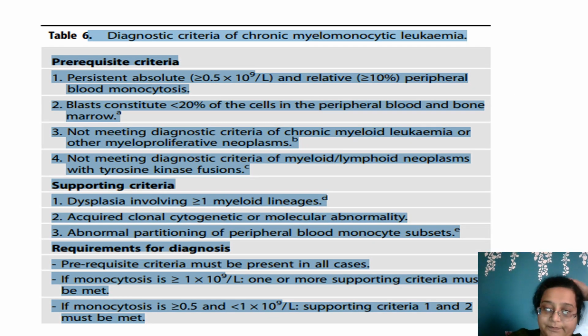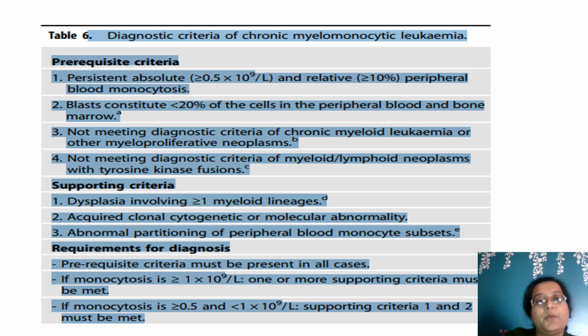So this is the table that I am talking about, and I'm asking you to open the older table in front of you so that you can see. Fine. So the diagnostic criteria initially was just the major and the minor. Now they have a prerequisite and a supporting, and then there are other requirements for diagnosis. All right. So what is prerequisite? Persistent absolute monocytosis more than 0.5 and relative, that is 10%, peripheral blood monocytosis.